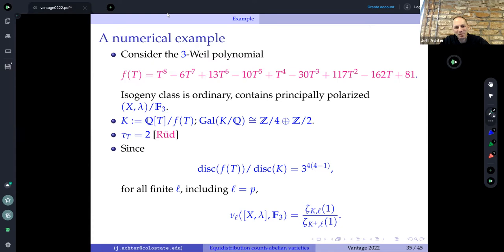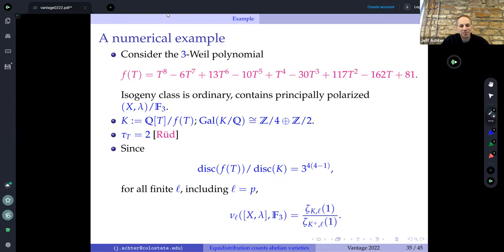So the discriminant of F is actually as close as possible as it could be to being the discriminant of the field, given that it is attached to a Weil polynomial. And so for all finite L, including L equals p, by the way, so I should say that the one thing that got elided in the past several slides is the work that goes in moving a twisted orbital integral over Q to an honest orbital integral over p. So that takes up like a quarter of the paper somehow. But anyways, so for all finite primes, the ratios turn out to be the local factors in the zeta function.